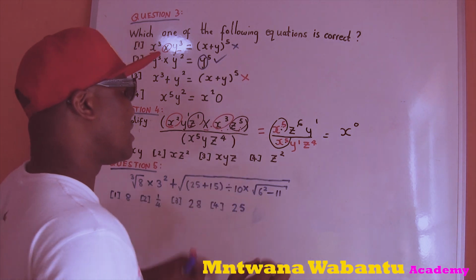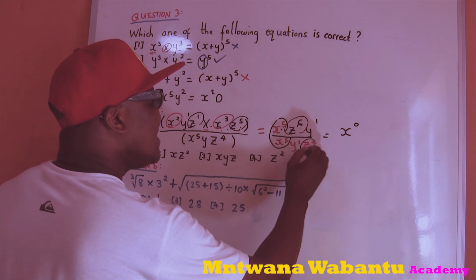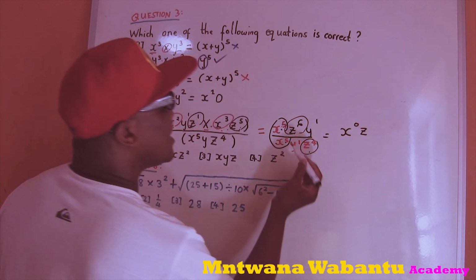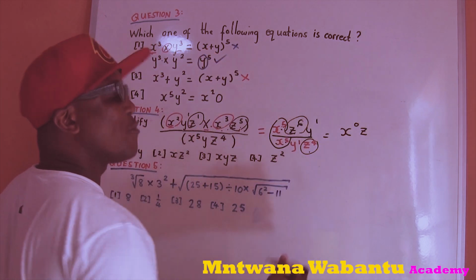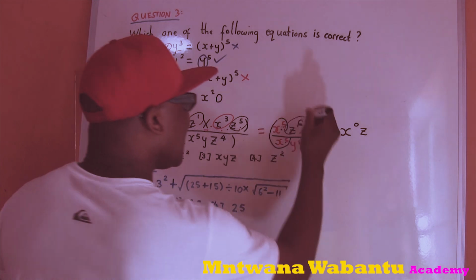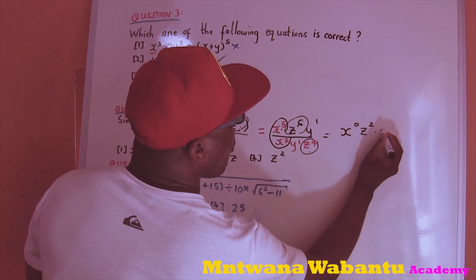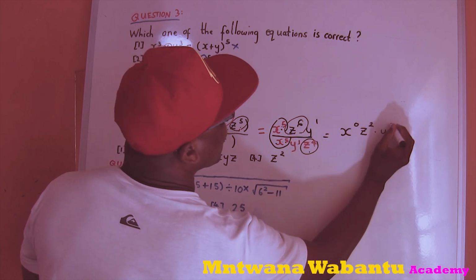Now I go for z. This z and this z have the same base. I'm going to write only one z. I take the numerator, which is 6. You must take the top power minus the bottom. 6 minus 4 equals 2. And then you go for y. So it's going to be y, 1 minus 1 equals 0.